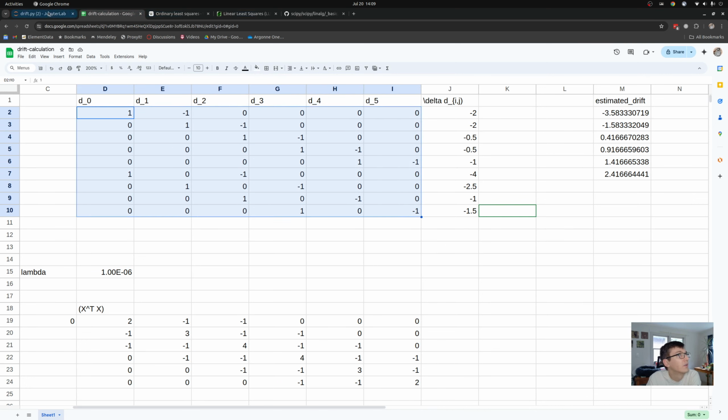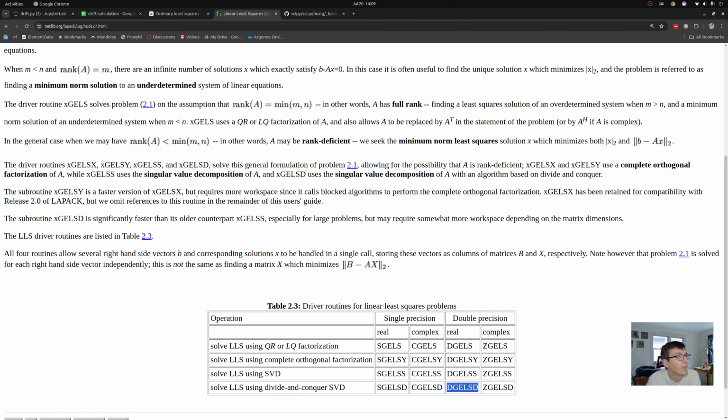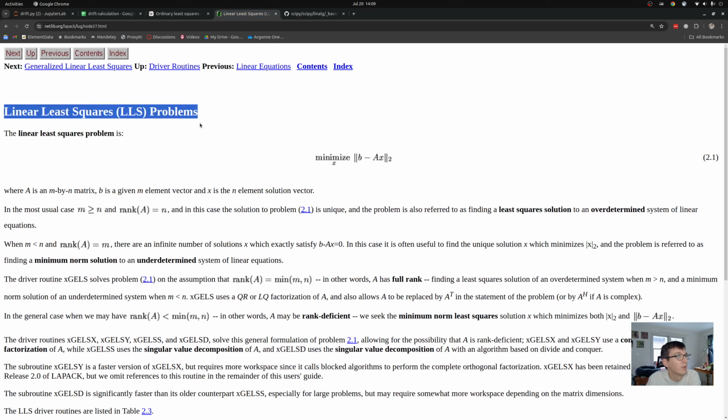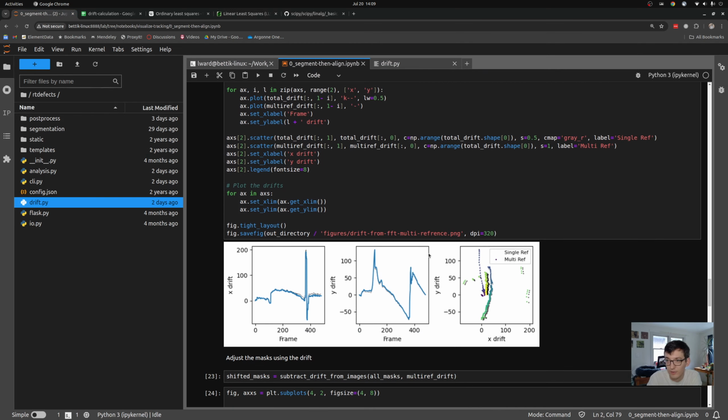I then go back and I call NumPy's linear least squares, which under the hood somewhere is calling one of these really well-established source codes implemented in Fortran somewhere by someone who knows a ton more linear algebra than I do. And together that gives you the ability to calculate drifts very efficiently.